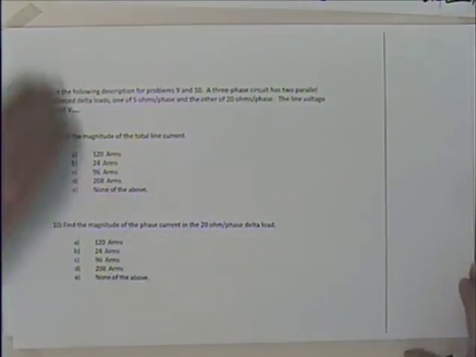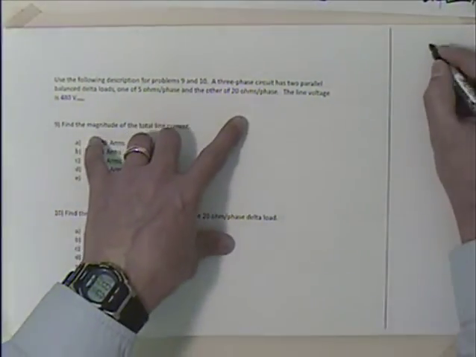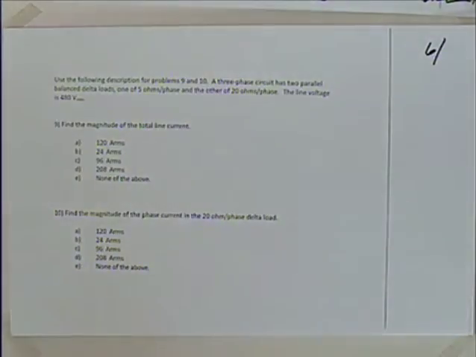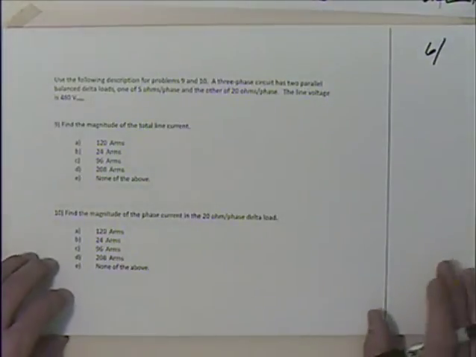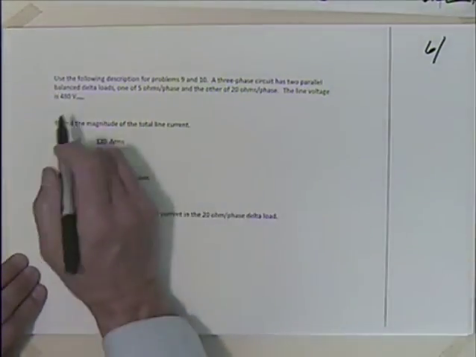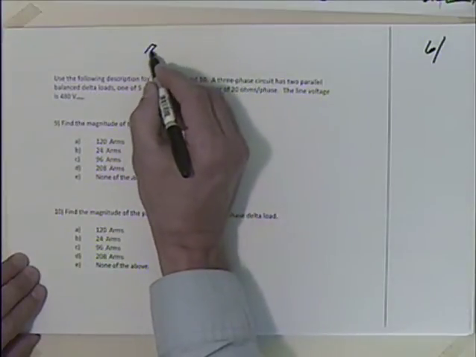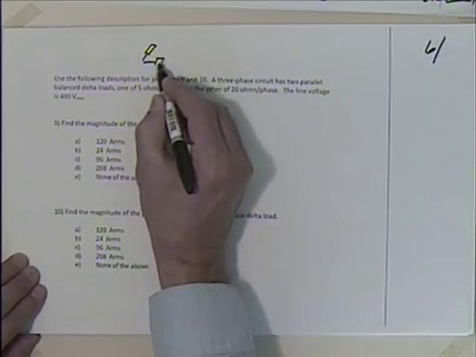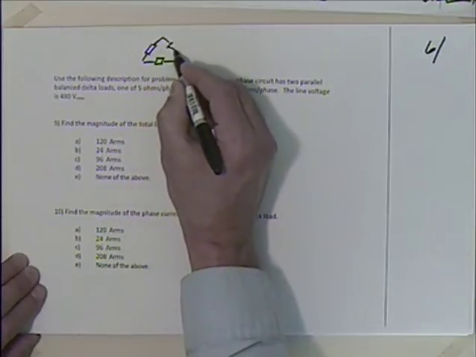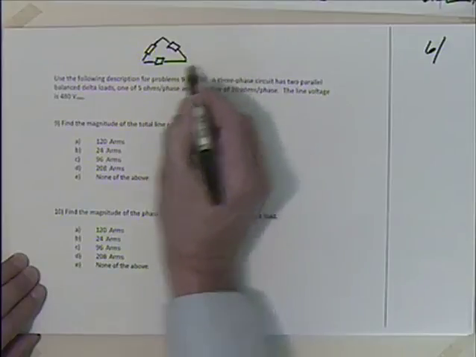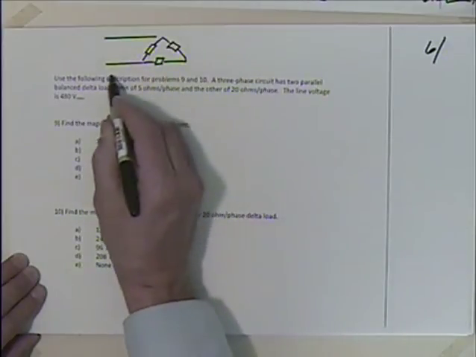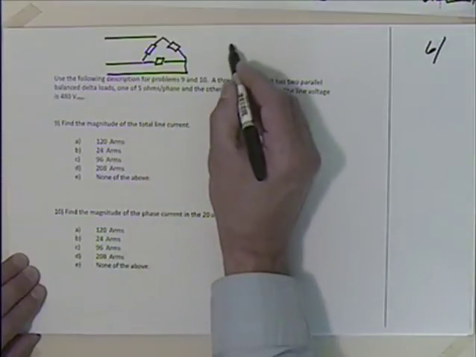Double check that, 16.2. Okay, so we wrap up with the last question here, which use the following descriptions for 9 and 10. A three-phase circuit has 2 parallel balanced delta loads. Okay, so schematically, I have something like this. There's one of them. And then I come in and I put another in here.